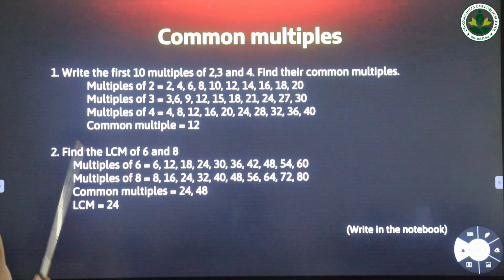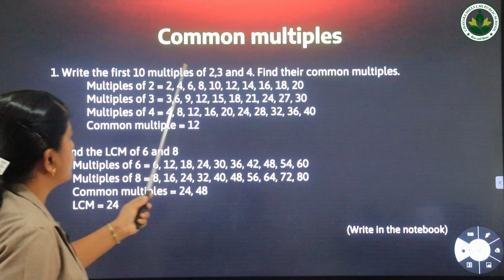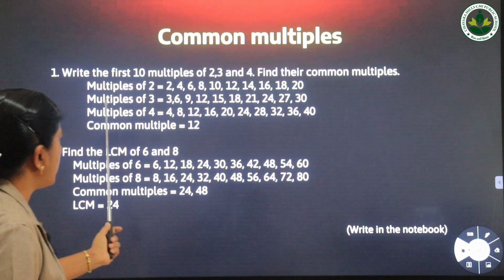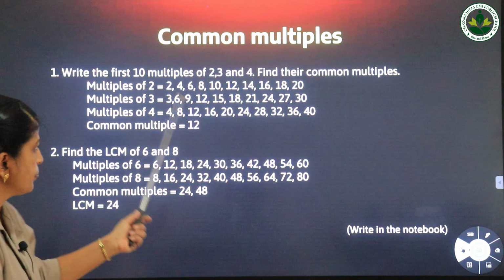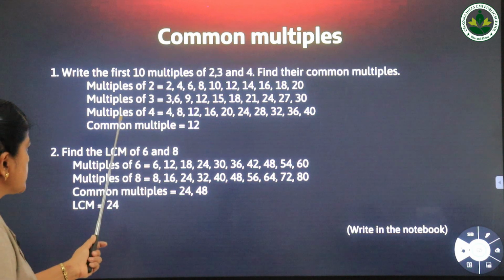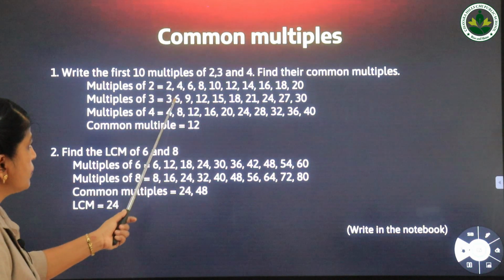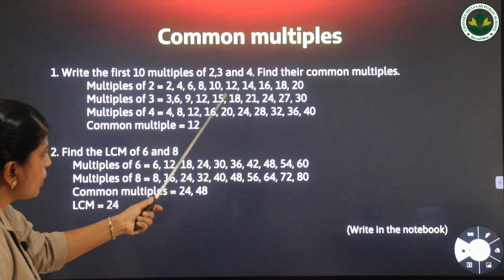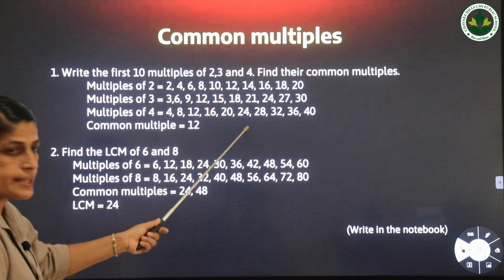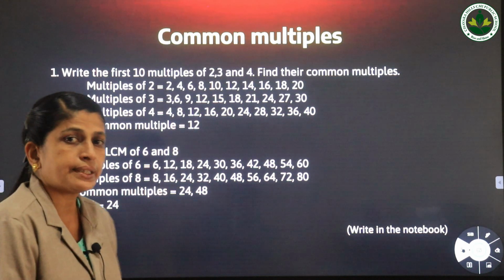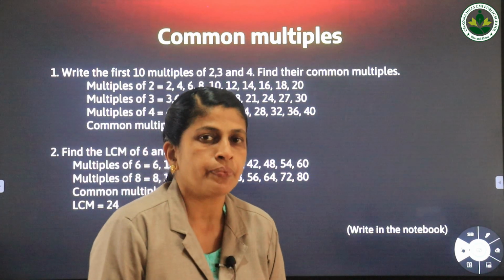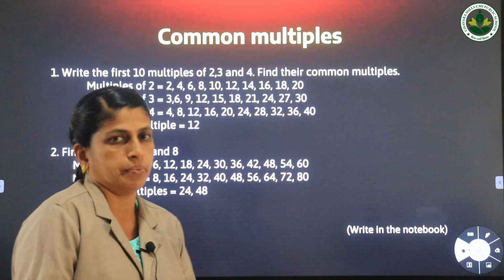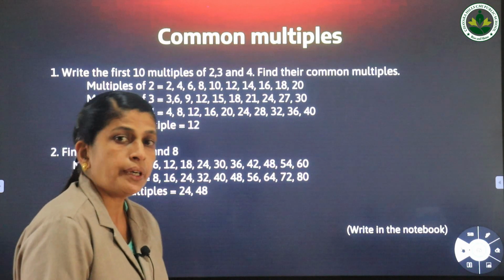The next one: write the first 10 multiples of 2, 3 and 4 and find their common multiples. Write down the first 10 multiples of 2, of 3 and of 4, and find the common multiples. 12 is the only common multiple for all these numbers, because we have written only 10 multiples of each number. If we write more multiples, we will get more common multiples.